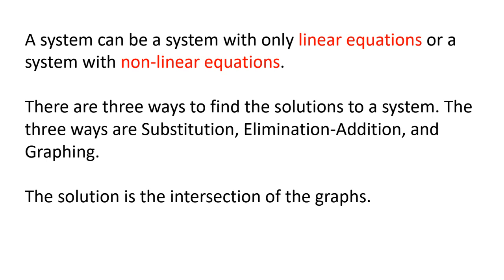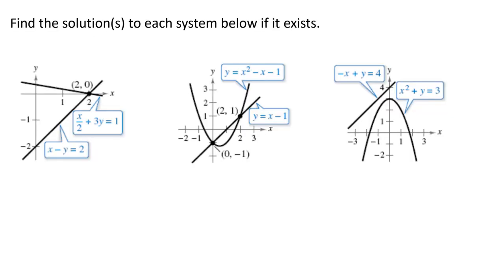There are different ways to solve these systems. You can use substitution, elimination, or graphing. The solution of these equations is where the graphs intersect each other. So for example, if I have this graph here, I have two lines, and they intersect at the point (2, 0). Since they intersect at (2, 0), that means that is a solution to that system. Okay. And if we look at this example, this is a nonlinear system because there's a quadratic equation here.